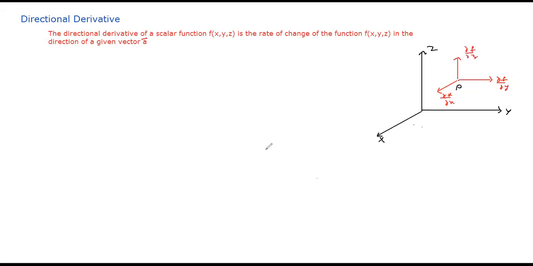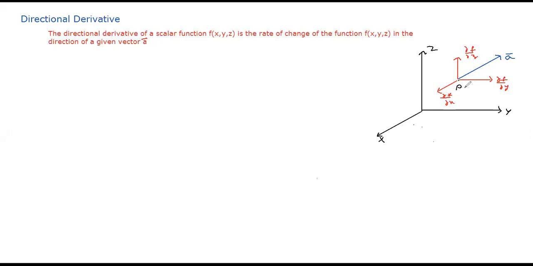Now what is the directional derivative? Directional derivative is the rate of change of a function in an arbitrary direction. How many directions will exist in the space or in a plane? There are infinitely many directions, right? Around a point there are infinitely many directions. That means you can compute the directional derivative in infinitely many ways. The value of the directional derivative may change when you change the direction.